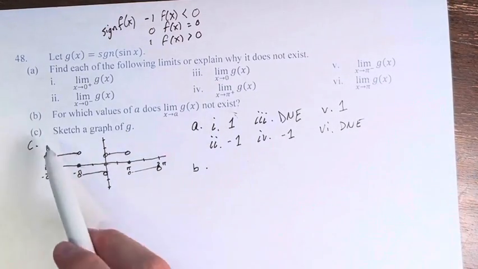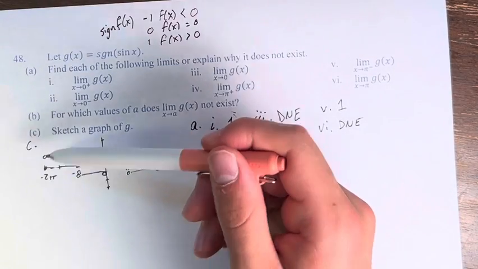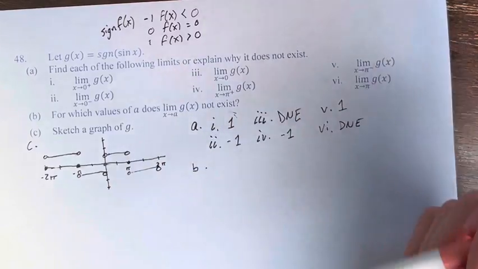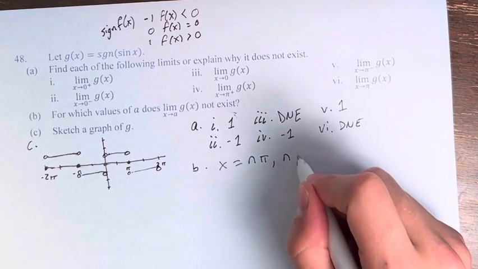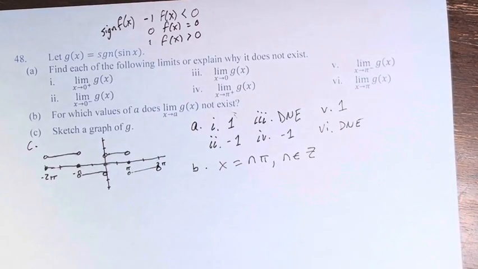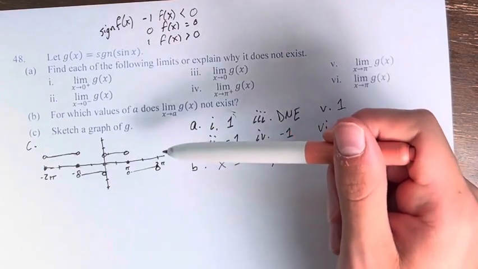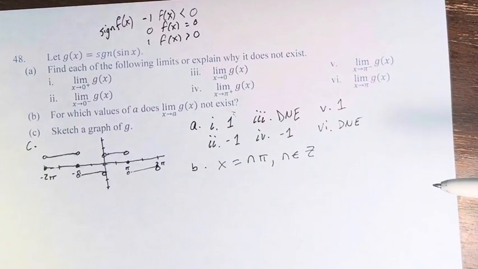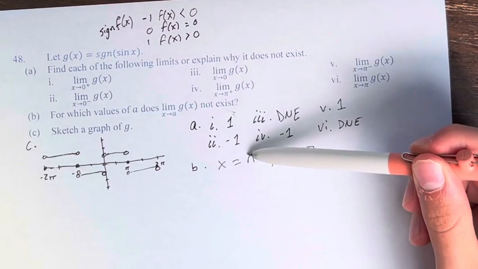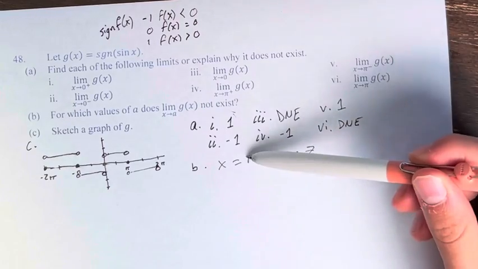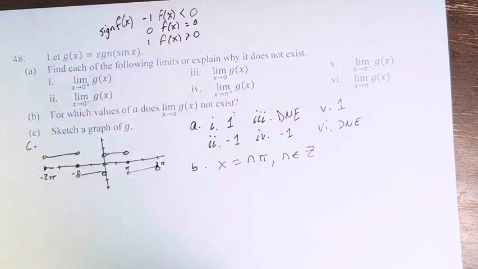And finally, for b, for which values of a does the limit not exist? Well, it doesn't exist at -2 pi, -pi, 0, pi, 2 pi, and so on. So we can call it n pi, where n is any integer, right? Because at those values, we're jumping from 1 to -1 or -1 to 1, and from both sides, they're not approaching the same value, right? And this is just saying, plug in any integer into this n, where Z represents the integers. Any integer you put in front of pi is going to be a value for which there is no limit. And then c, we have a graph, which we've already done.